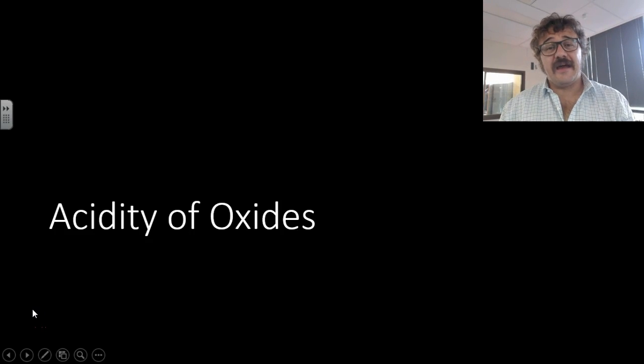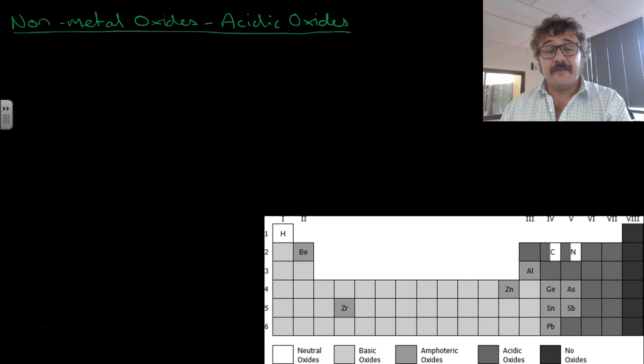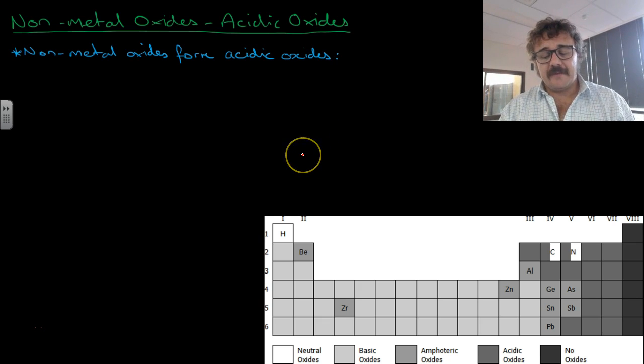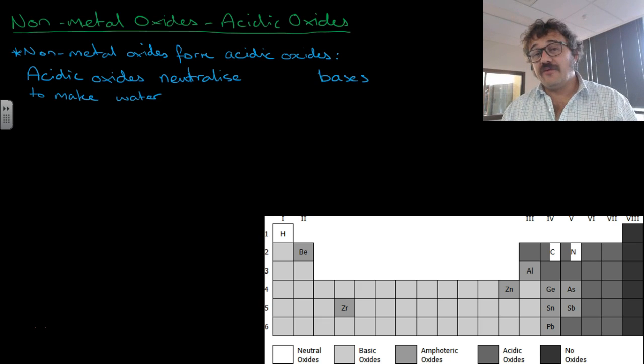Alright, so let's have a look at the acidity of certain oxides, and basically how we can predict the acidity or basicity of an oxide based on its position in the periodic table. Non-metal oxides tend to make acidic oxides, and what this means is that they will neutralize bases to make water.